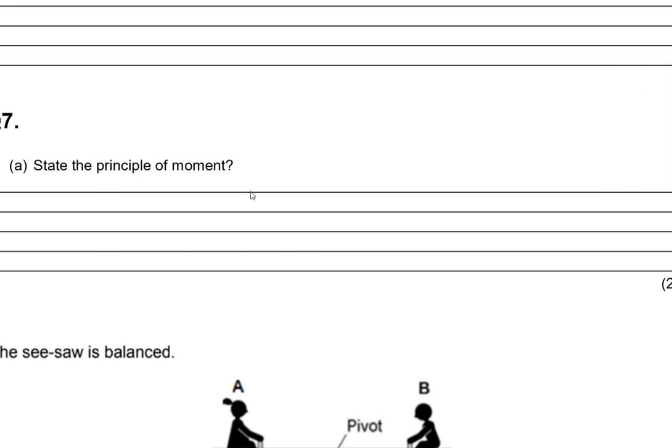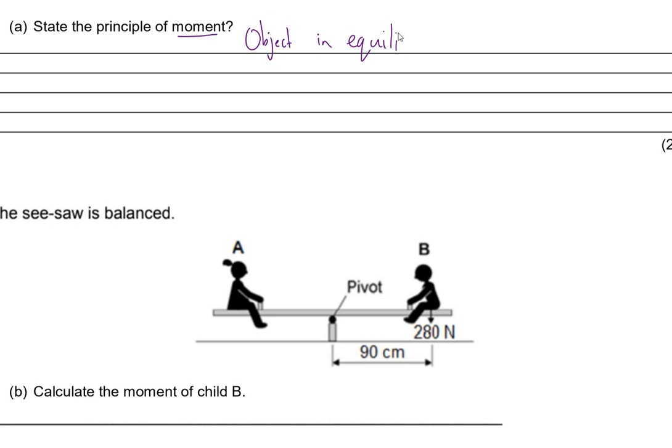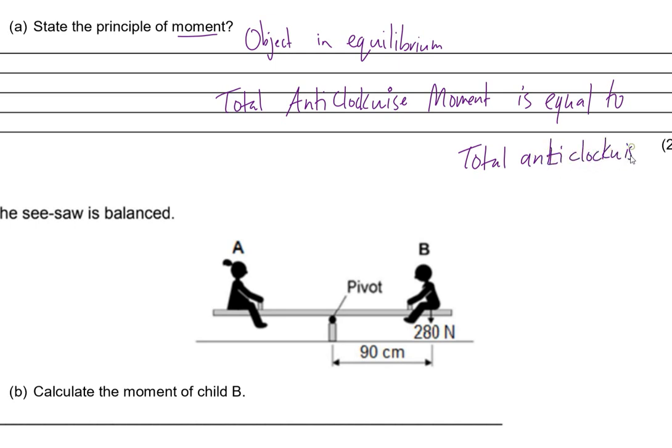So this is the principle of moments. Now this one should be straightforward. Okay, so for the object in equilibrium, what happened is the total anti-clockwise moment is equal to the total clockwise moment. Alright, now 2 marks, you need to say the first one and you need to say the second one properly to get the second full mark.